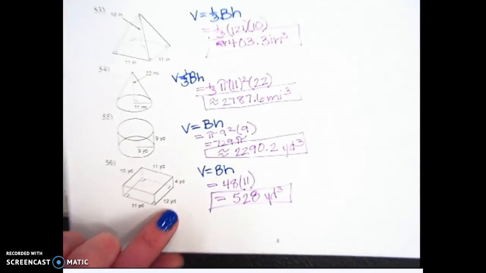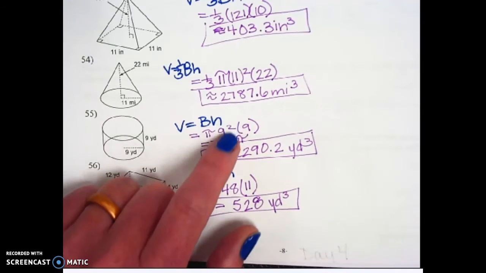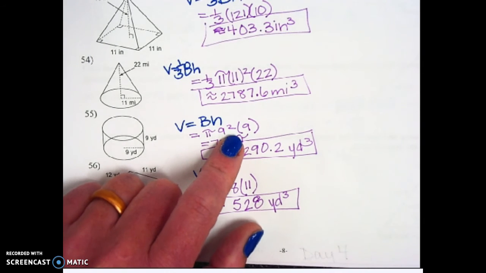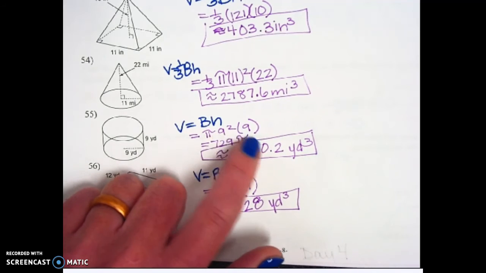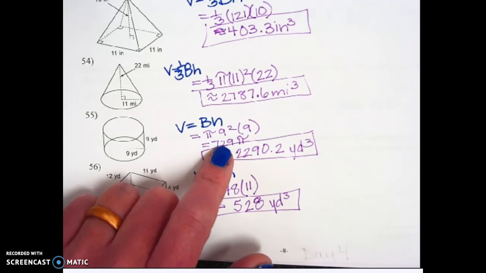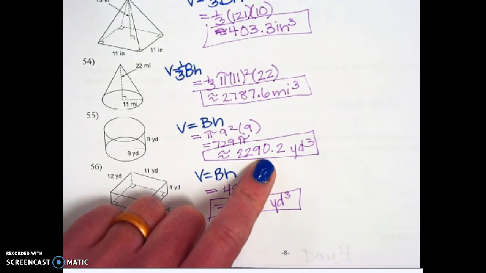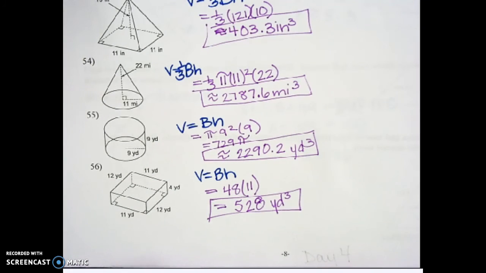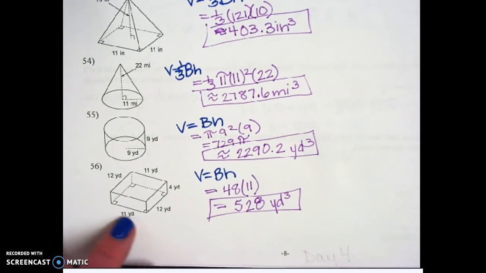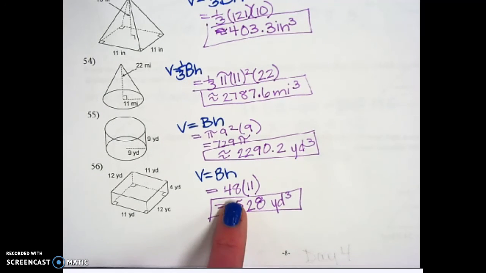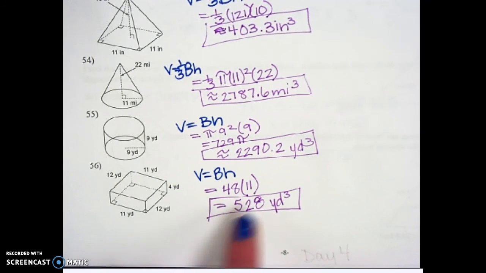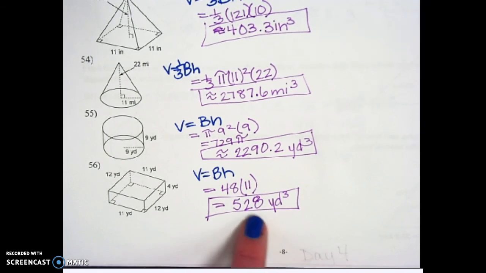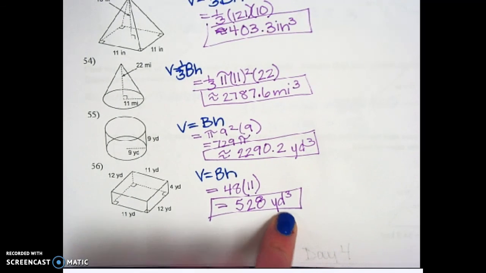Number 55, area of the base times the height. Area of the base is pi r squared. So we've got the radius of 9 squared and a height of 9. Multiply it out. I got 2,290.2 yards cubed. And the last one, 56, the rectangular prism. So I did the area of the base, which I got 48, 4 times 12, and then the height is 11. I got 528 yards cubed.